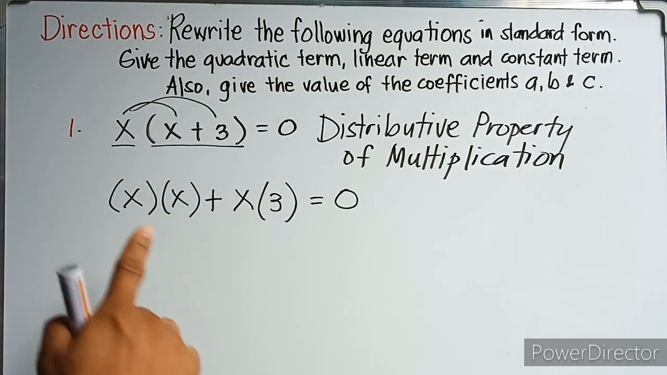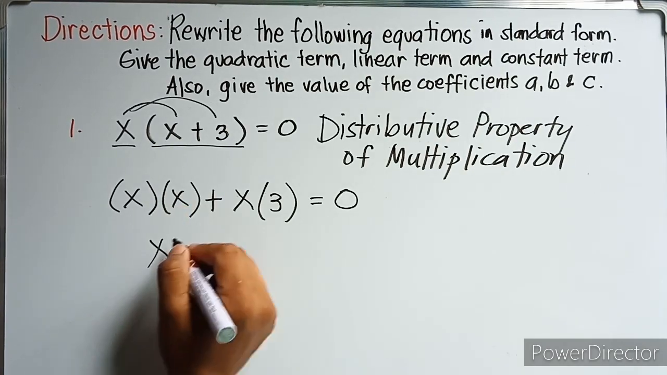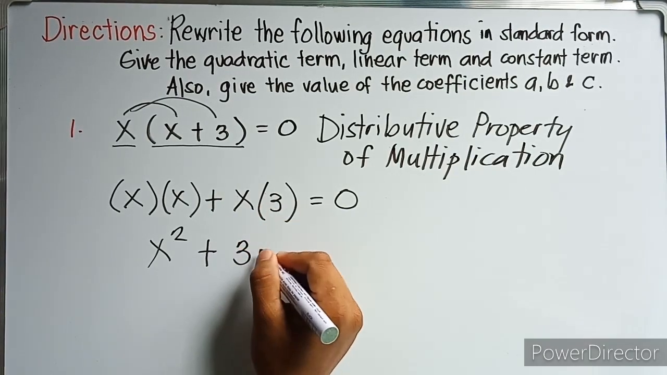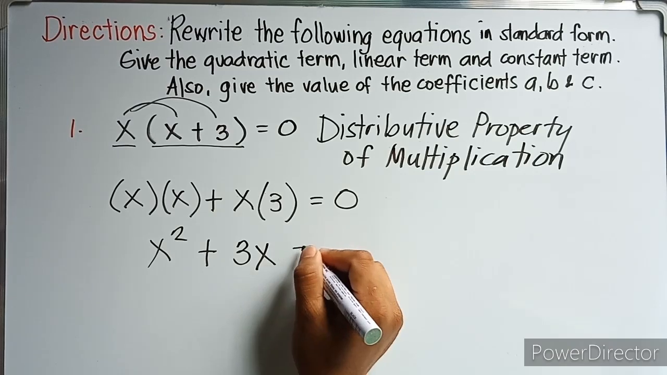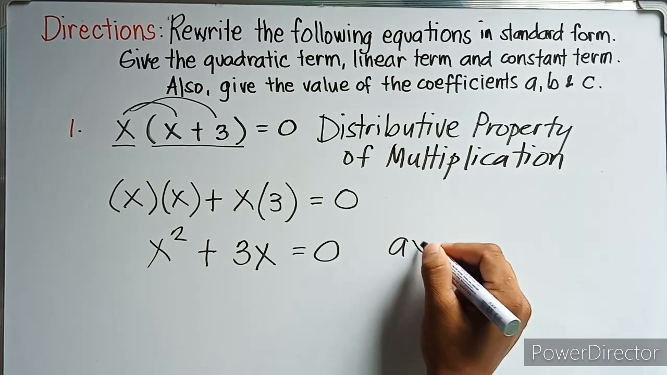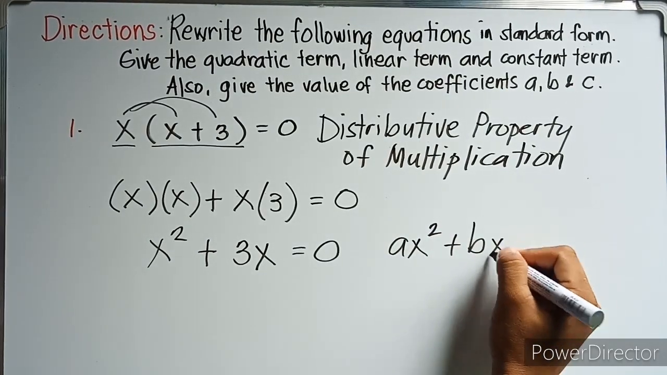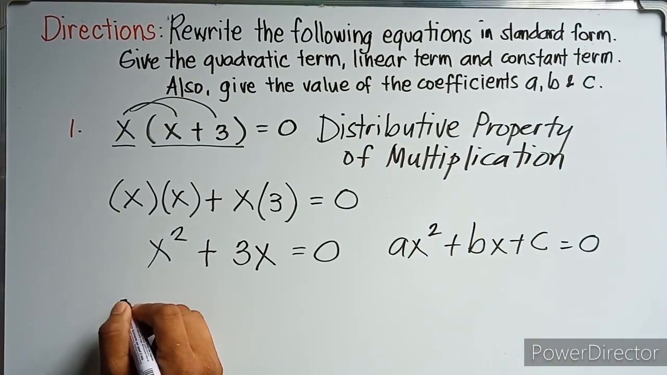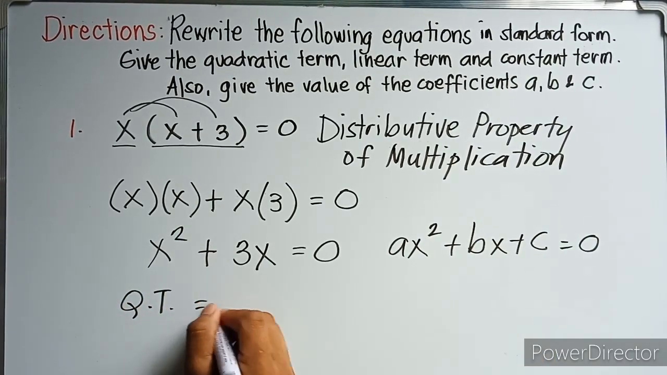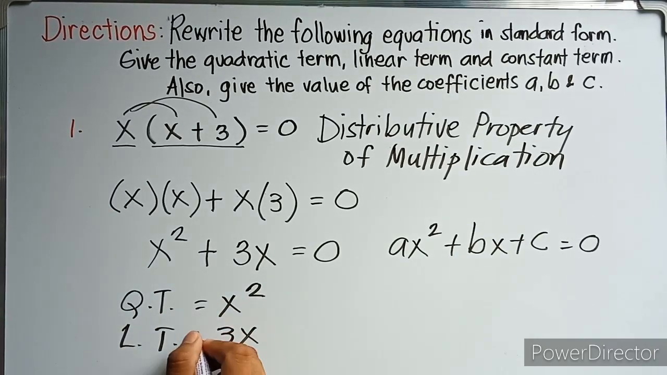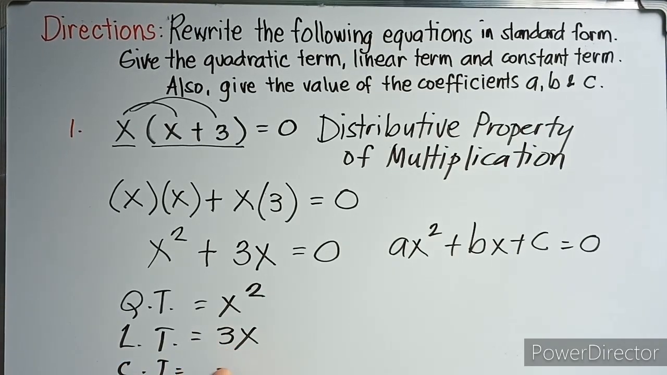Then, let's multiply. X times x, so we have x squared. Plus, x times 3, we have 3x. Uunahin ang number bago ang variable. Then, equals 0. Ang tanong, ito ba ay nasa standard form na ax squared plus bx plus c is equal to 0? Ang sagot, yes, nasa standard form na yan. Wala lang siyang constant. So, meaning, ang ating quadratic term ay x squared. Ang ating linear term ay 3x. At ang ating constant term ay 0.